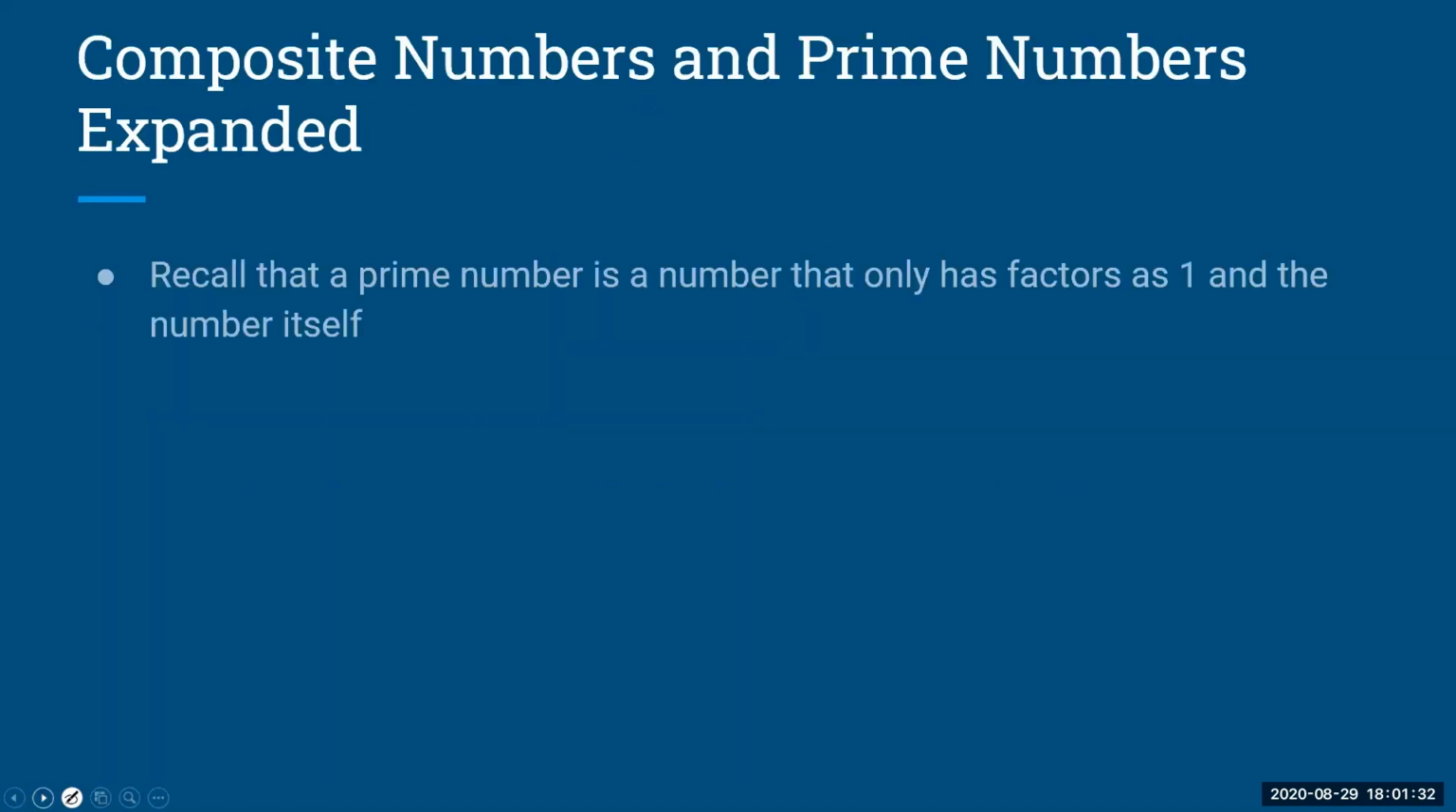All right, so composite numbers. Recall that a prime number is a number whose only factors are 1 and the number itself. That's a prime number.